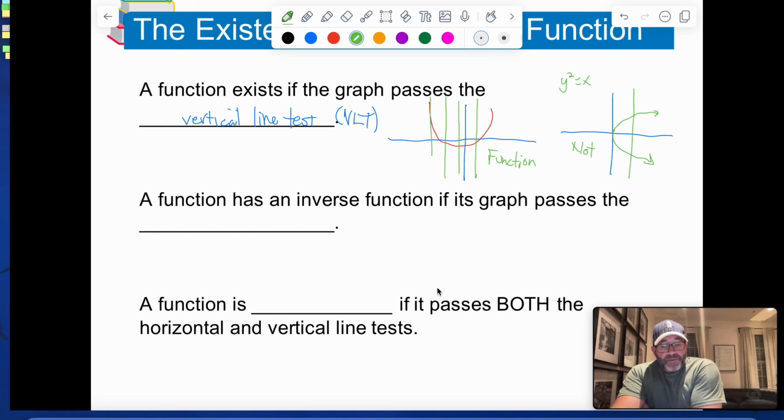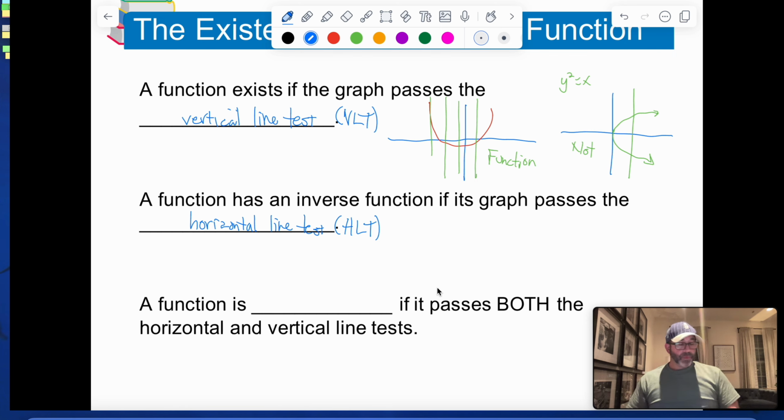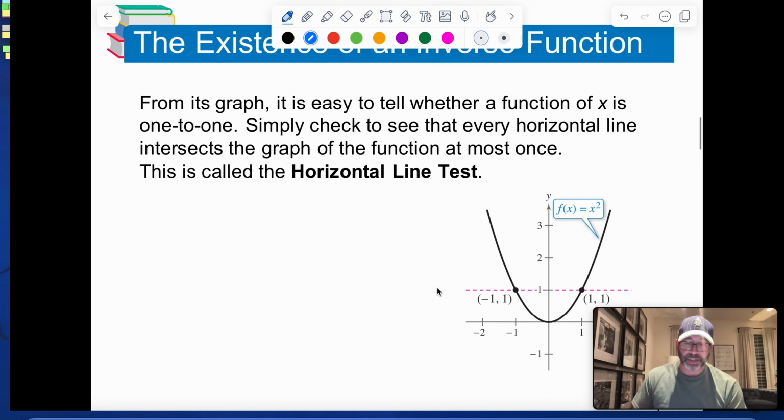So a function has an inverse function if its graph passes, and now this test is called the horizontal line test. Okay, and we'll call that the HLT. So a function is what we call one-to-one if it passes both the horizontal and the vertical line test. So what does this look like? Well, let's take a look at some problems here and we'll kind of assess if this is in fact the case.